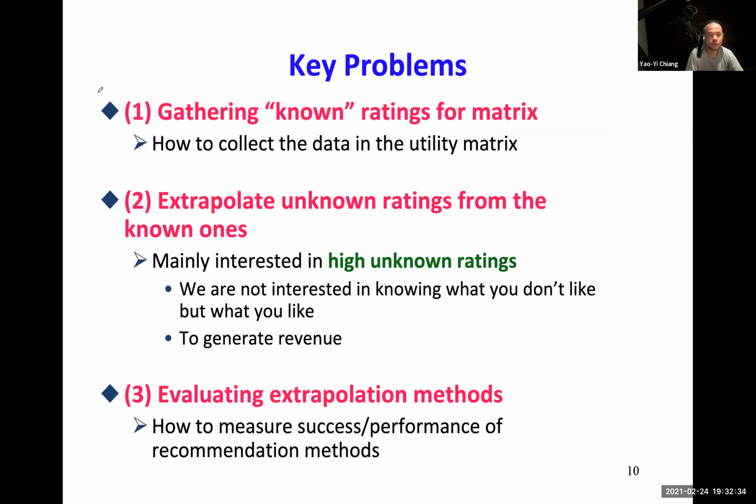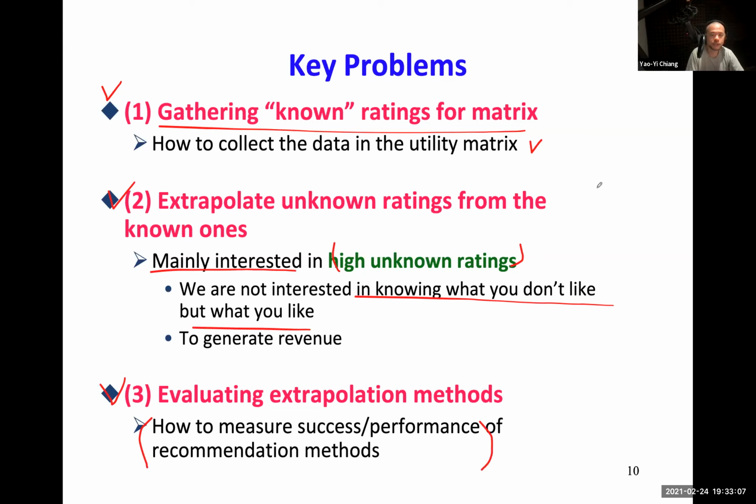So, key problems. First, gathering the known ratings for the matrix is difficult. How to collect data in the utility matrix, because most people do not rate most items. Second, extrapolate unknown ratings from the known ones, mainly interested in the high ones. We are not interested in knowing what you don't like, but what you like. Third, evaluating the extrapolation methods: how to measure the success and the performance is difficult. So this is what this lecture is going to focus on.